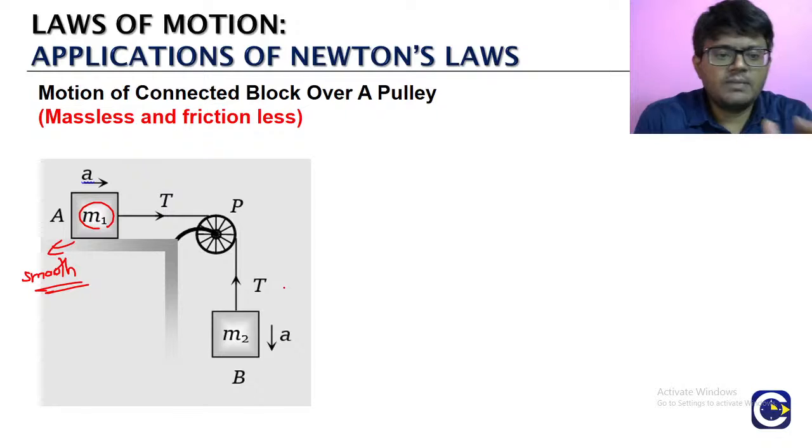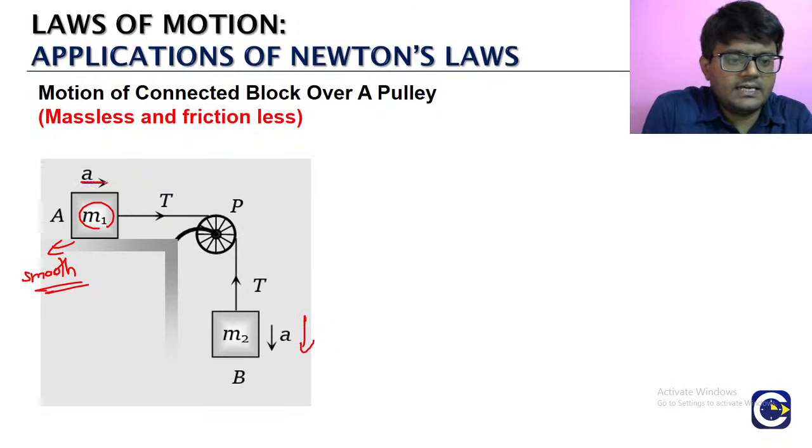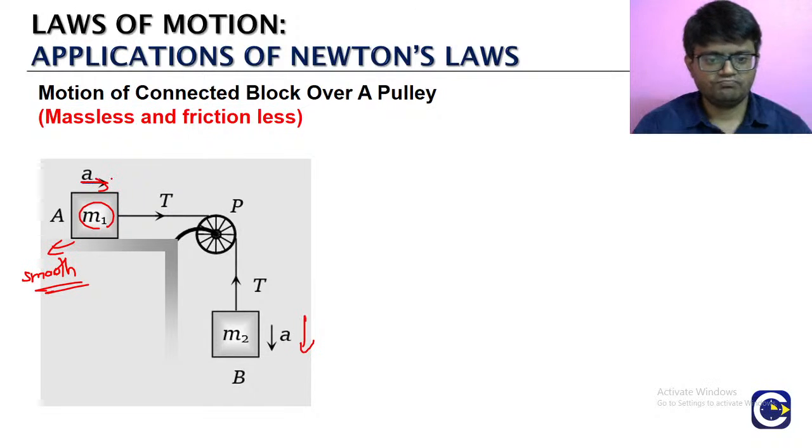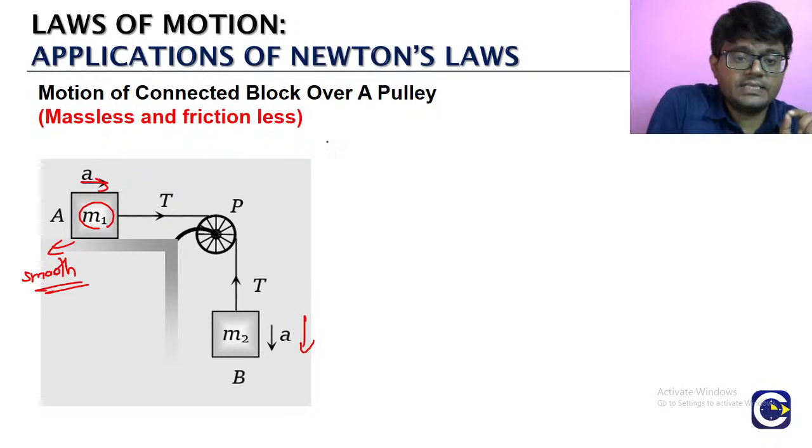So what is the common understanding we'll have? This M2 is hanging, so it will go down. As a result, M1 will be moving towards the right side. Here we can be asked questions on what the acceleration is and what the tension is.